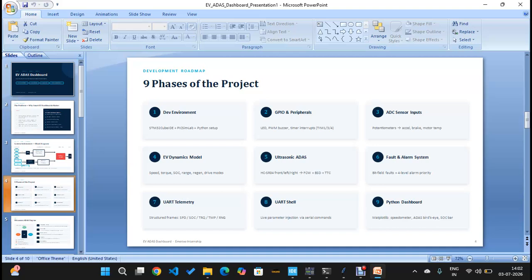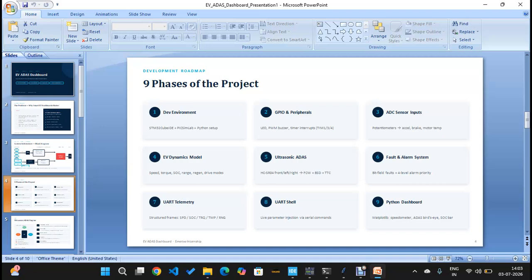First, the development environment. In this project I have learned a lot of things. Let me tell you in brief what I have learned during this project. It's kind of a learning project. What I have learned is STM32, how to set up the STM32CubeIDE, how to set up the PixymLab, what PixymLab is used for, then Python setup, and then GPIO peripherals, what GPIO is, how we set up these GPIO pins, LED, buzzer and all that.